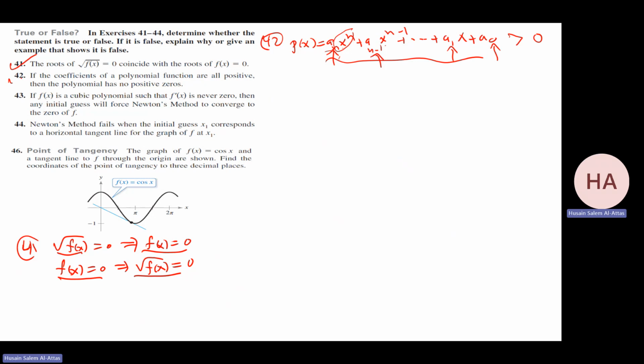So this is true. If f is a cubic polynomial, then f prime is never 0, then the initial guess, I know how he put it here. This is true, but to prove it is very complicated. 44.